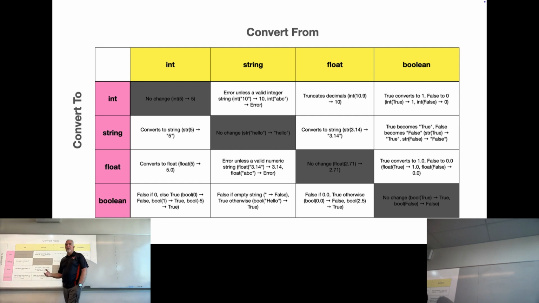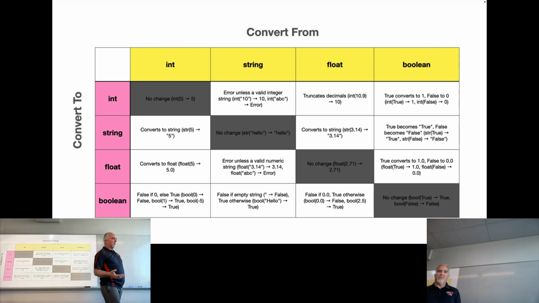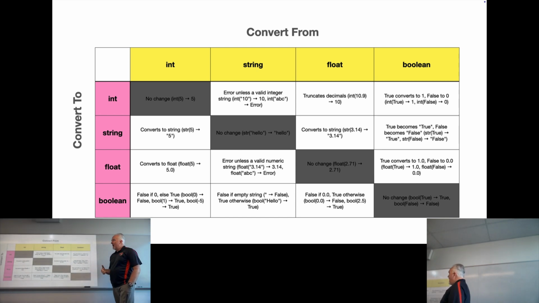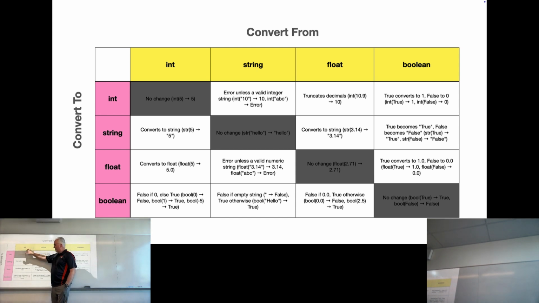Now, converting things to a Boolean gets a little weird because sometimes the thing you expect to be true is not necessarily true. For example, if I'm converting an int to a Boolean, every number except for 0 will convert to true. So everything is always true unless it's 0 or empty or nothing. Those are the things that convert to false as a Boolean.